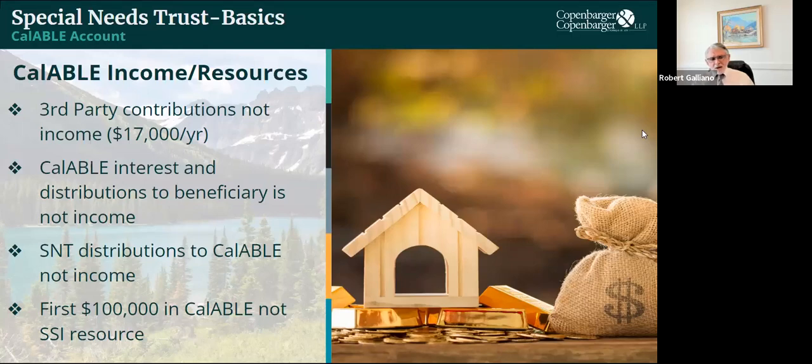And the question is, how much money could you put into an ABLE account? Well, the amount of money that you can put into an ABLE account is the amount of money that you can put into a 529 account. And in California, that's over $500,000. So if you have not been thinking about ABLE accounts, I want you to think about ABLE accounts. ABLE accounts are another tool to work with in special needs planning.